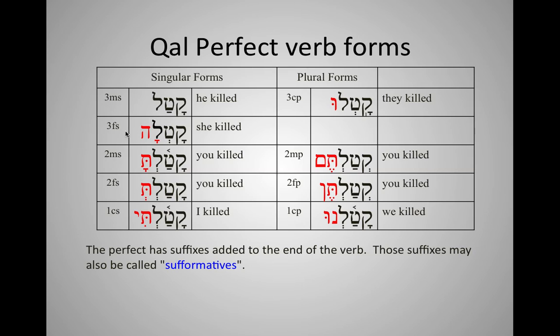Now, third person feminine singular is denoted by this ending. It's a kametz he. And the kametz he tells us that our subject of the verb is this word she killed.